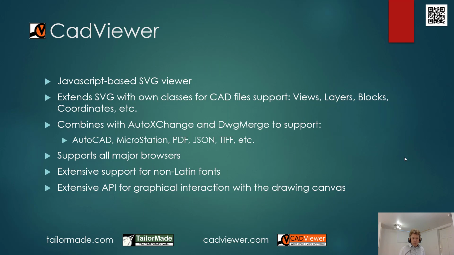Before our last use case, let me briefly give you an overview of CAD Viewer. CAD Viewer is an SVG-based viewing component that is extended with classes to handle CAD specifics such as views, layers, blocks, coordinates, etc. It connects with our conversion engines to display AutoCAD, MicroStation, Adobe files, as well as JSON and XML input files using our schemas. It has full Unicode support for display and an extensive API for graphical manipulation of content on the CAD canvas.